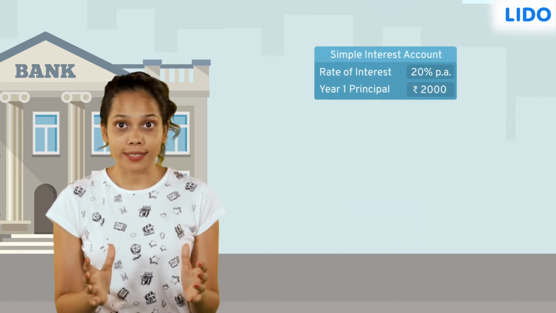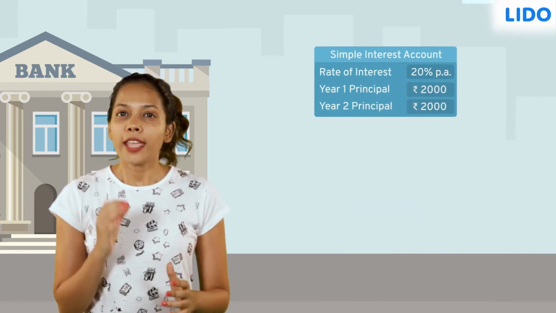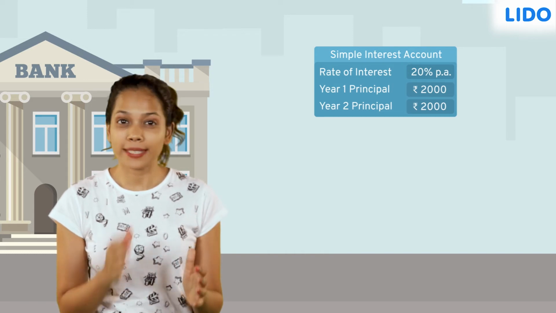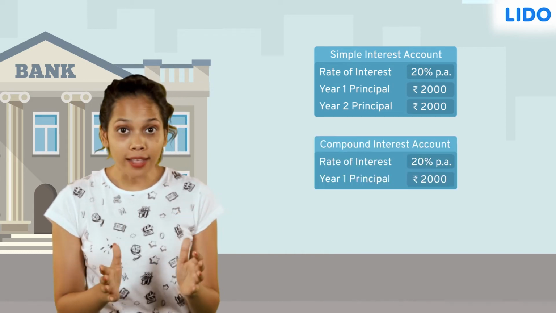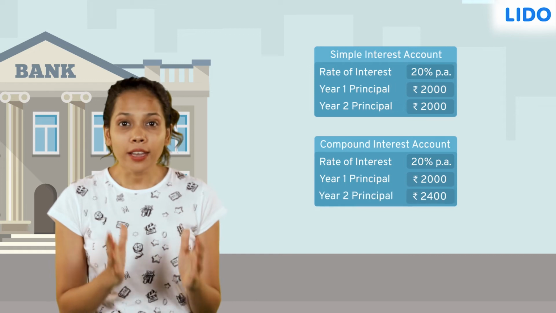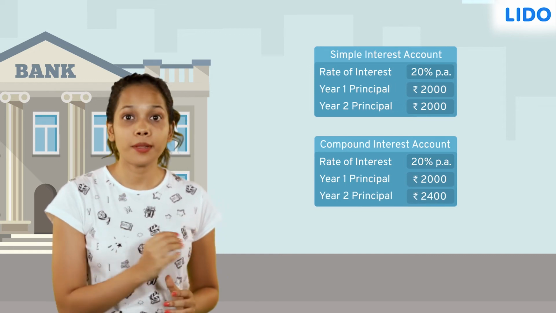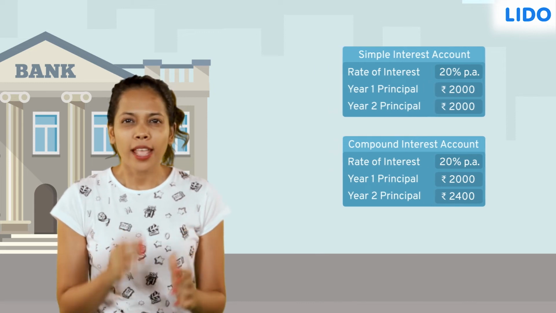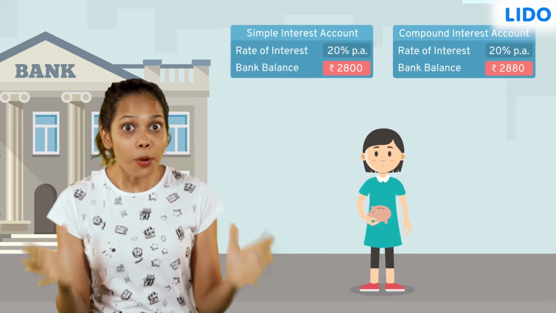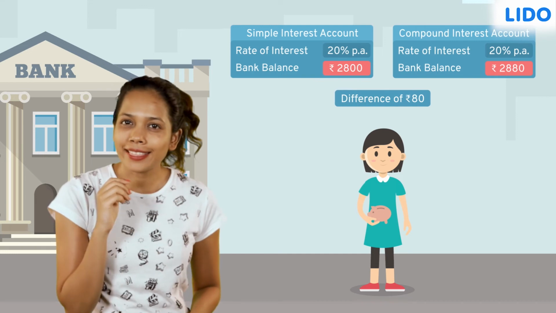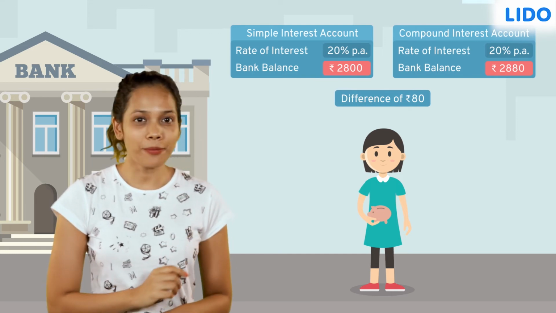In simple interest, the principal does not change. It remains the original 2,000 rupees every year. On the other hand, in compound interest, the interest earned gets added onto the principal, giving us a higher principal in year 2 than year 1. This is why we end up with more money. That's where this extra 80 rupees came from.